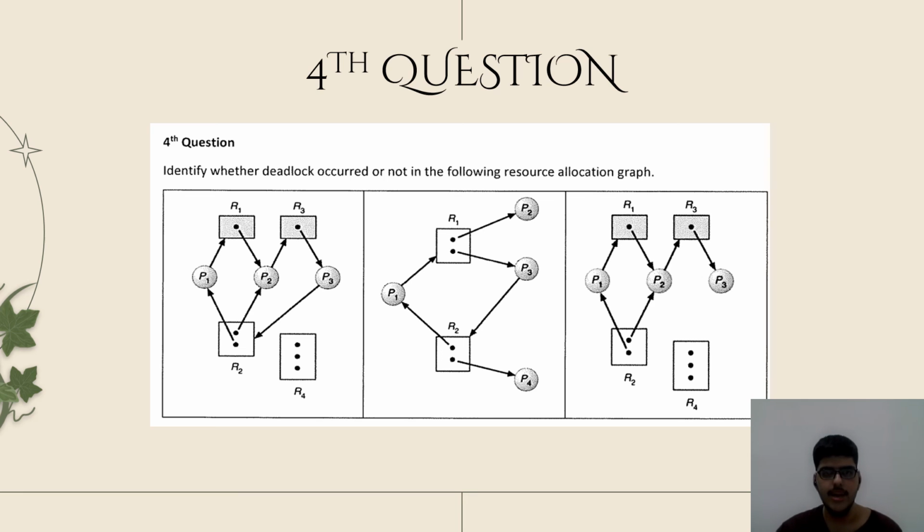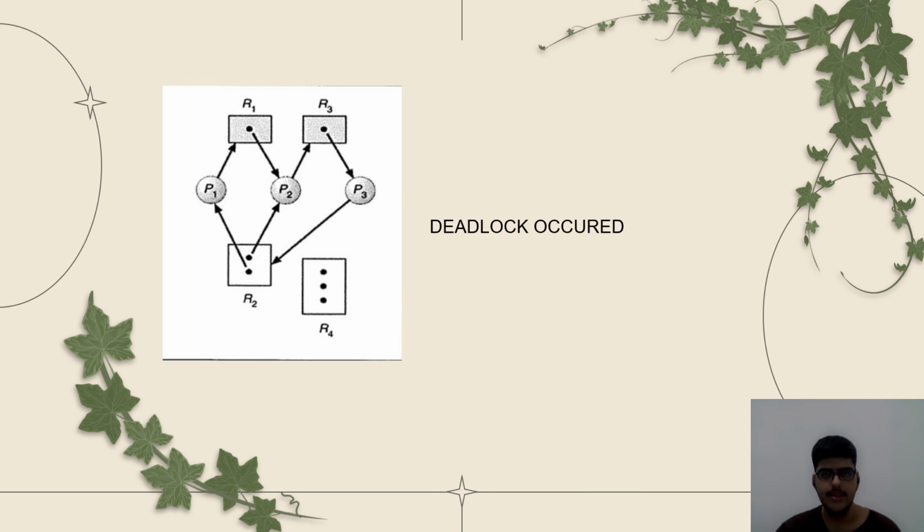Identify whether deadlock occurs or not in the following resource allocation graphs. This is the answer for the left box. Okay, deadlock occurs in this one.